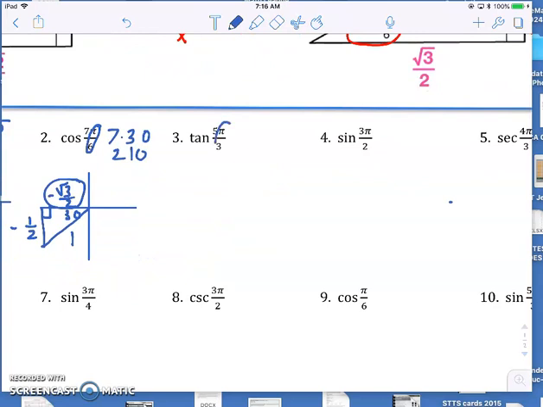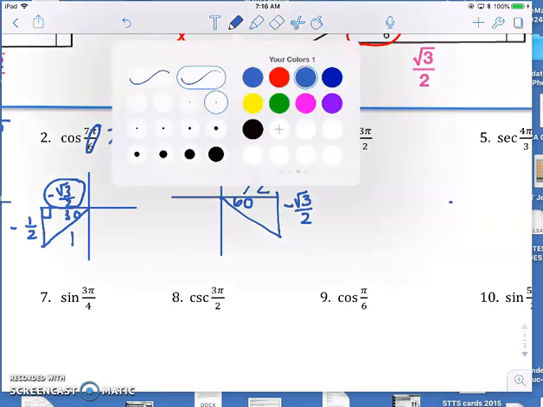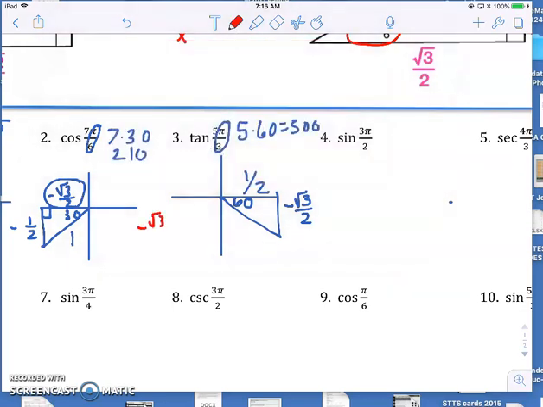Tangent of 5 pi over 3. So pi over 3 is 60, so 5 times 60 is 300. So 300 degrees. In this quadrant, our reference angle is 60. Opposite 60, negative root 3 over 2. So this side would be half. Positive going over, negative going down. Tangent is y over x, so we have to do a little extra work here. So negative root 3 over 2 divided by half. So it's negative root 3 over 1, which is just negative root 3.